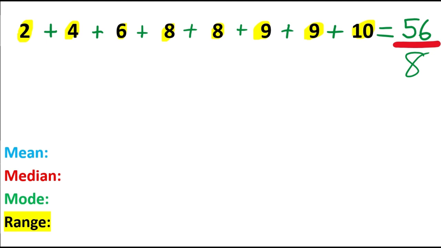And what is 56 divided by 8? Go on. I'll wait. That's right, folks. It's 7. So you know what that means? That means that the mean is 7 for this particular data set. But now we got to find the median.